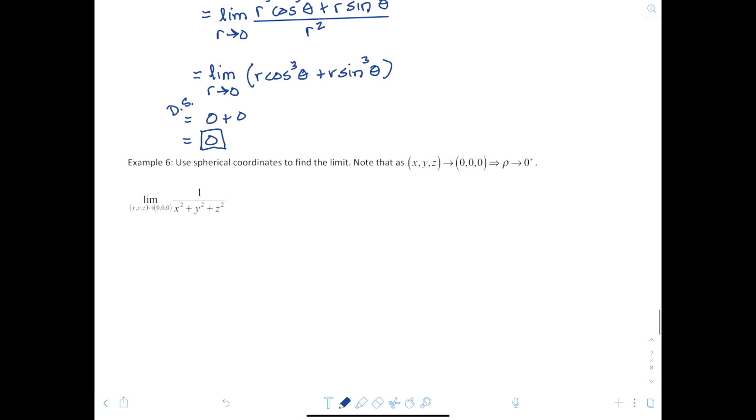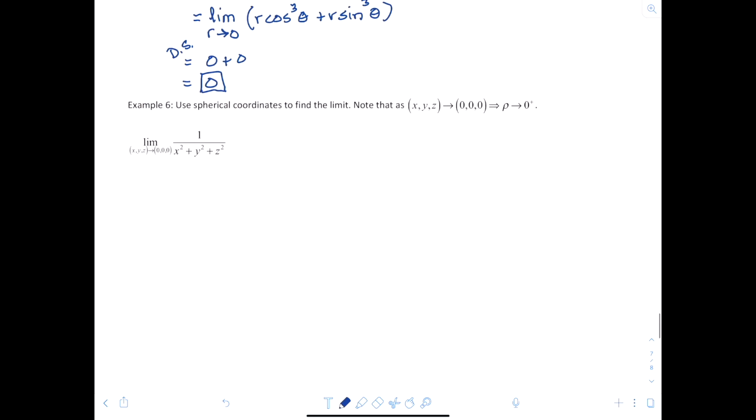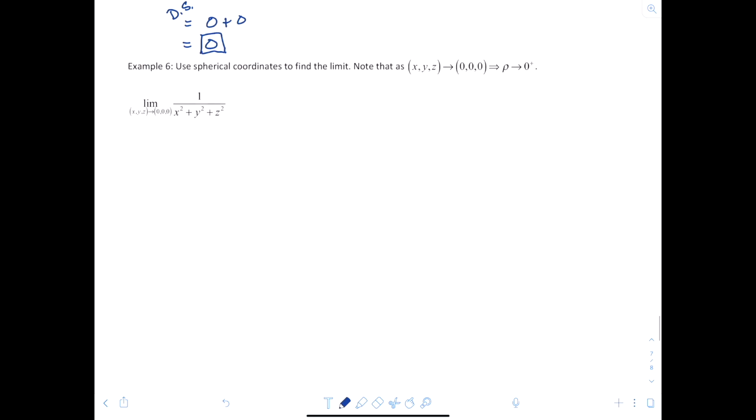All right, so now let's look at using spherical coordinates to find the limit. So here, as x, y, and z approach 0, 0, 0, rho approaches 0 from the right. So here we go. We have the limit as x, y, z approaches 0, 0, 0 of 1 over the quantity x squared plus y squared plus z squared. So now, what do you think is going to happen with this?